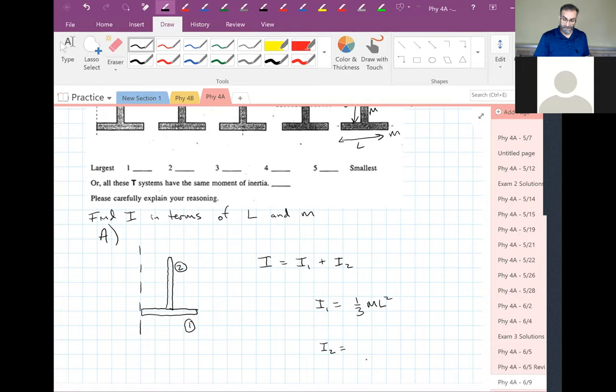You could use the parallel axis theorem. Let's use the parallel axis theorem just for the heck of it. So we've got a rod here. We've got an axis of rotation here, right? We want to find an axis parallel to this one that goes through the rod's center of mass. So this is what we're looking for. What's the rotational inertia of the rod about an axis that goes through its center of mass?